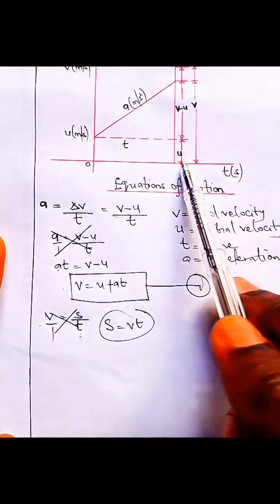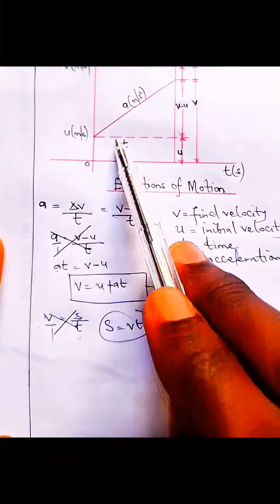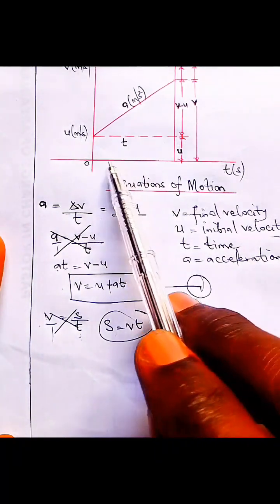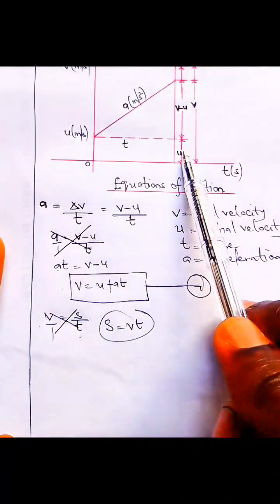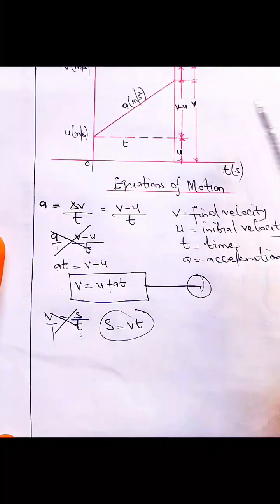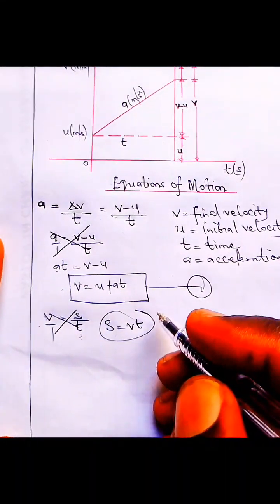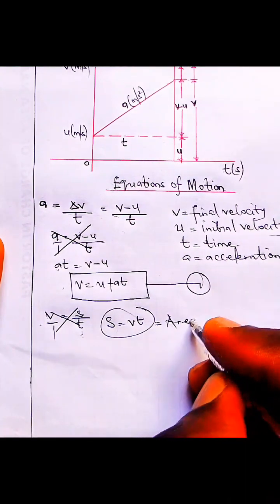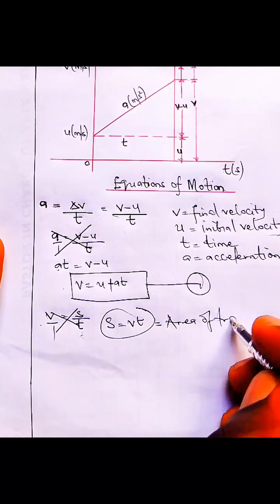I have a trapezium here, or a trapezoid. So this is a rectangle, this is a triangle, and together they make a trapezium. If you're going to say velocity times time, it means you're getting the area of this shape. That's what it means. So when we talk about distance, it is simply the area of a trapezium.